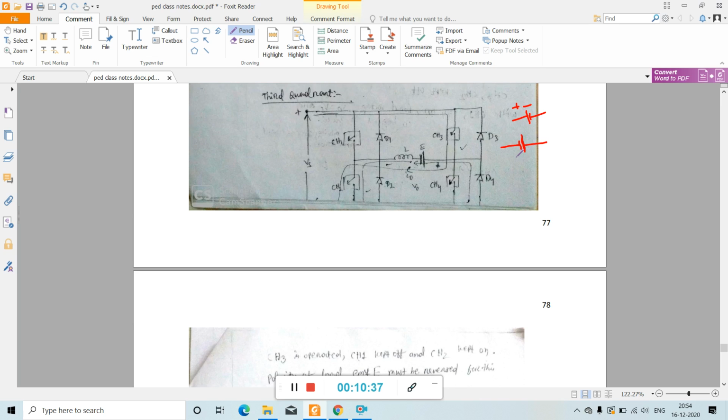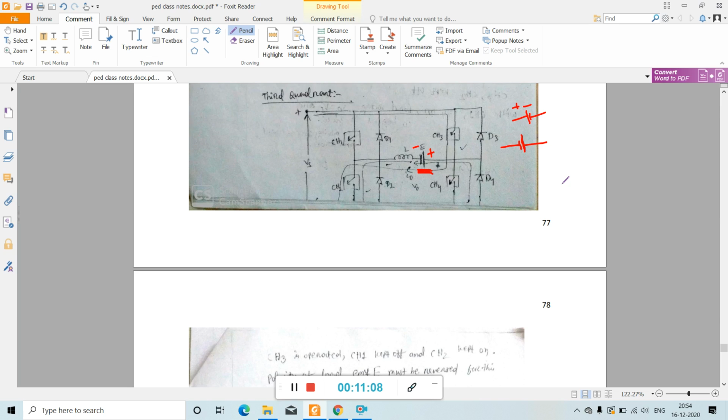The load EMF must be reversed, which is reversed here. See, this side plus and this side minus. So what happens in third quadrant operation? For third quadrant operation, the initial condition is chopper 1 is off, chopper 2 is on, and chopper 3 is operated. So the polarity of the load EMF is reversed.